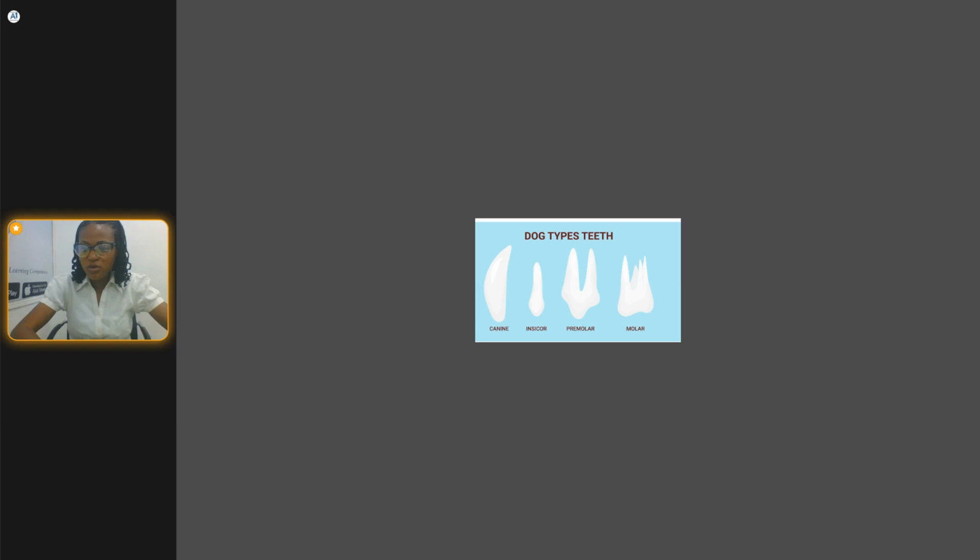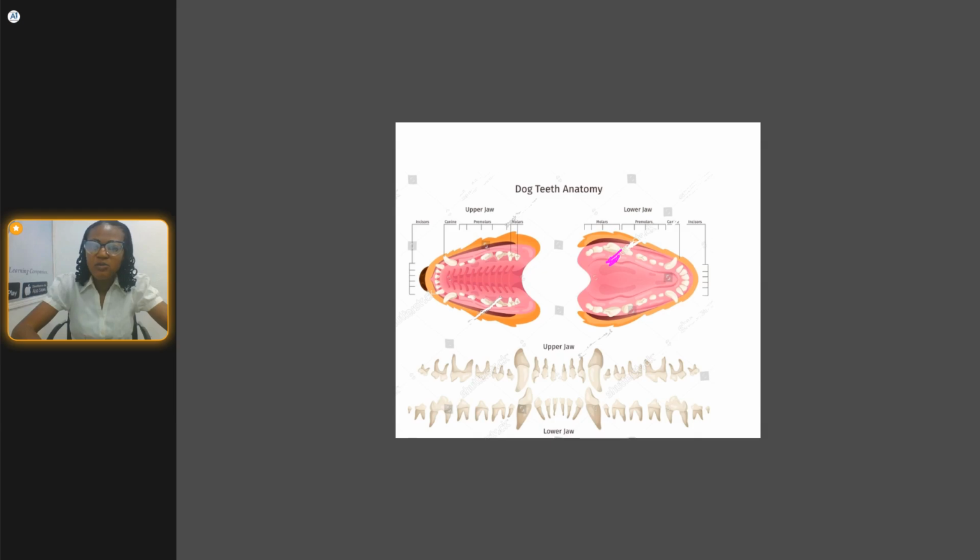So as you can see here on the board, we have the dog types of teeth. Okay, so we also have the normal type. We have the incisor, canine, premolar, and molar. You can see the way it looks. That is for dog. And I'm going to show you how it looks in their mouth, so you can be more familiar with the dog teeth. We have dog teeth anatomy here.